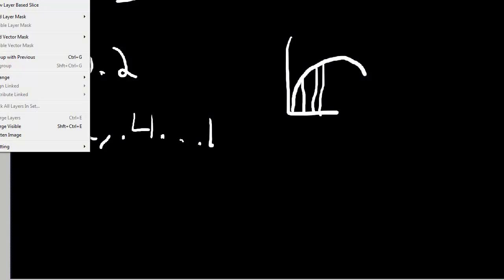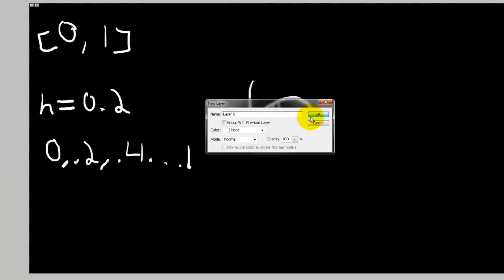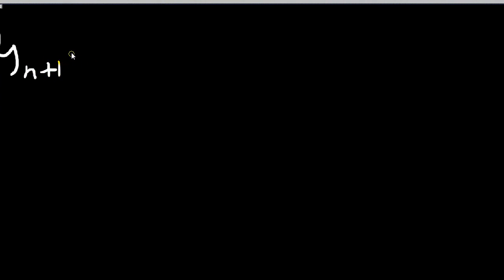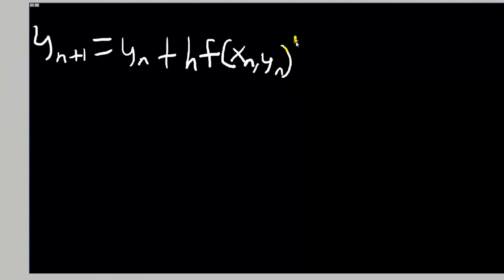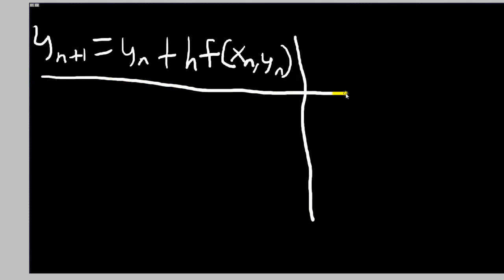Now, we'll just show you the general formula for Euler's method. It is y of n plus 1 equals y sub n plus h, which is your step size, times the function when you put in x sub n and y sub n. Now, when you are using Euler's method, it's best to set up a chart just to keep track of everything. Let's do that. I'll just show this.